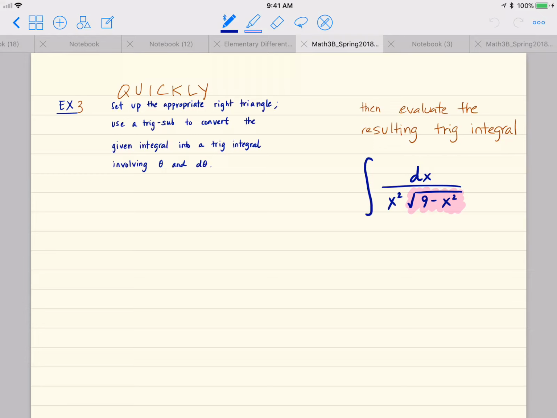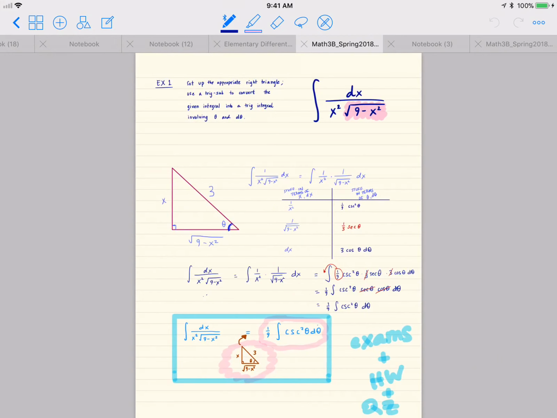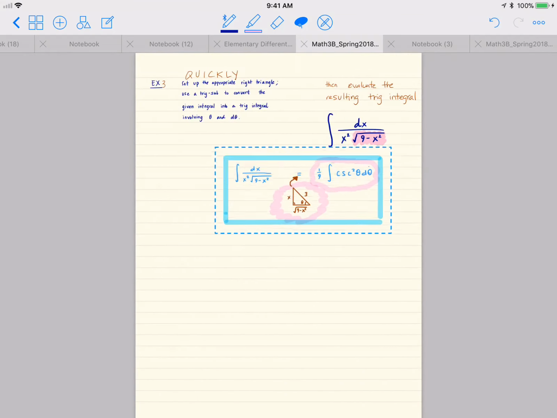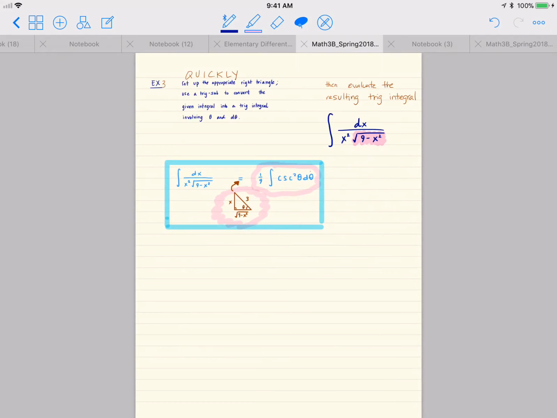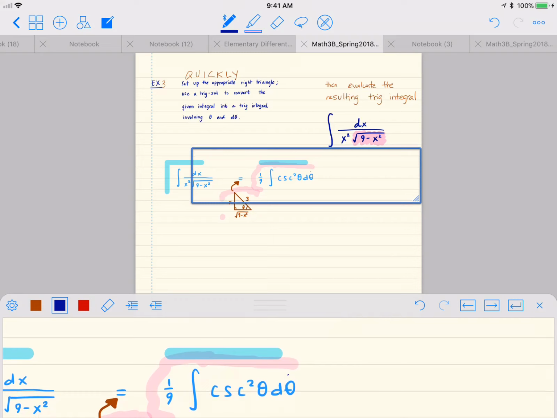The first example that we have here turns out to actually be the first example that we did before. So I can go ahead and borrow my results from over here. Let me just copy and paste. Okay. And so what I need to do for this problem is essentially evaluate that trig integral. The trig integral that I have here is 1/9 integral of cosecant squared theta d theta.